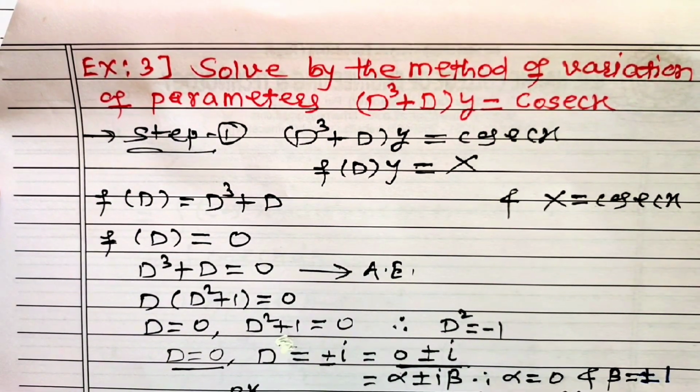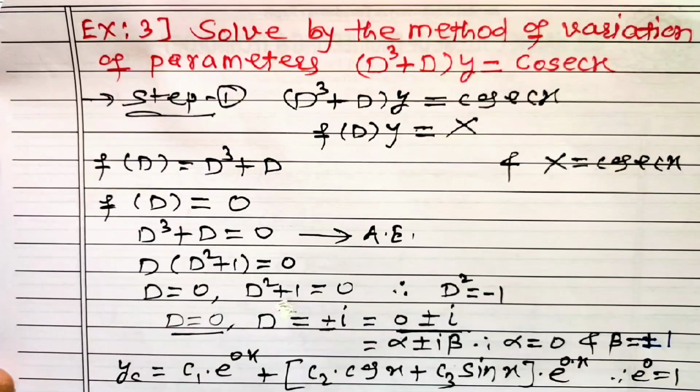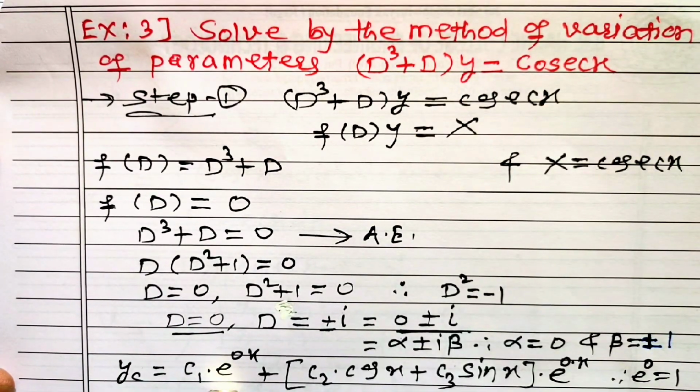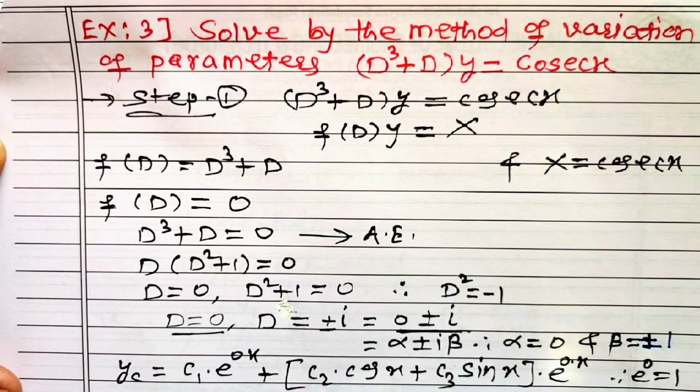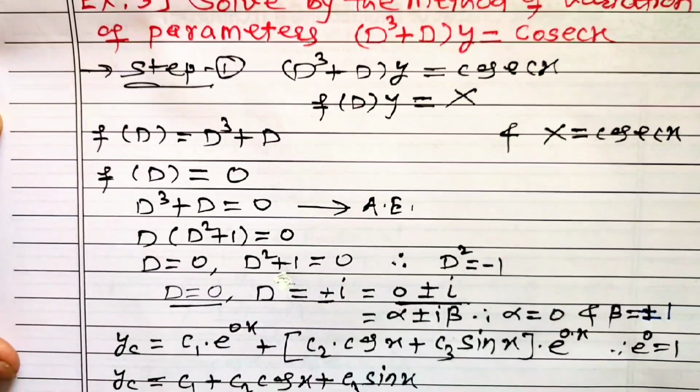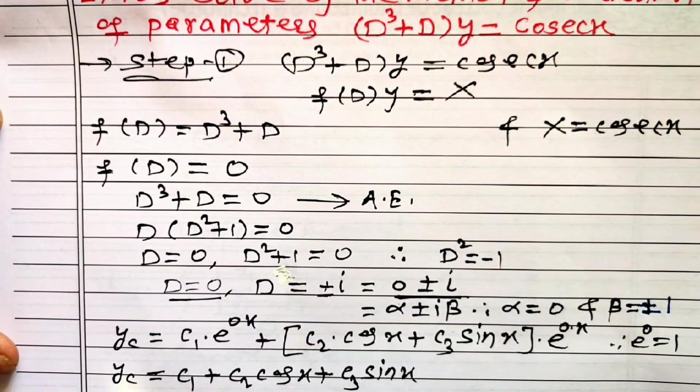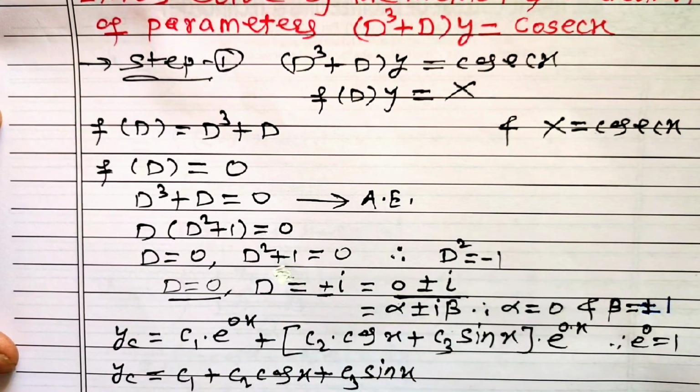Hence, complementary function is given by yc is equal to c1 into e to the power 0x plus into bracket c2 cos beta x. So c2 cos x plus c3 sin beta x. Beta is 1. Bracket close into e to the power alpha x. But alpha is 0. So e to the power 0x. We know e to the power 0 is 1. Hence complementary function becomes yc is equal to c1 plus c2 cos x plus c3 sin x.